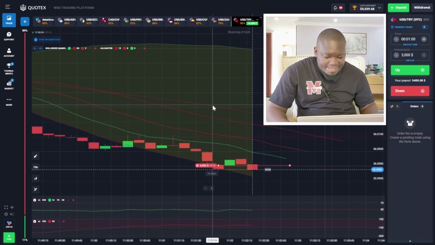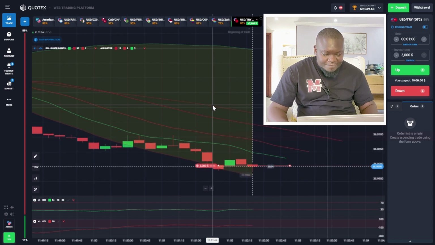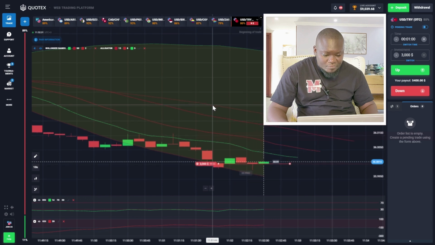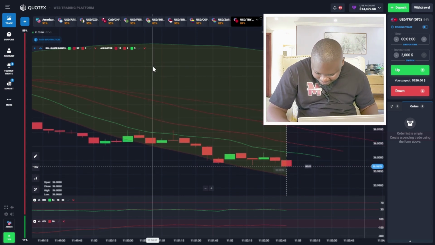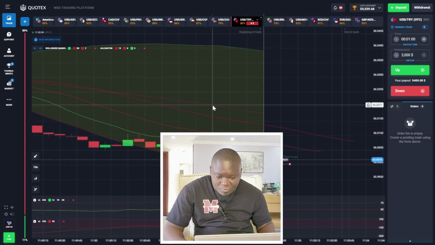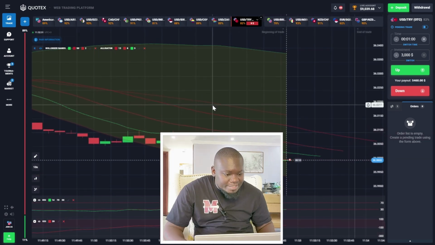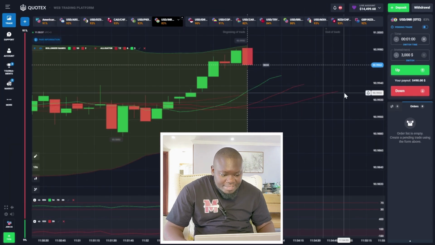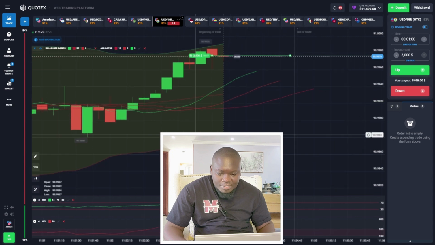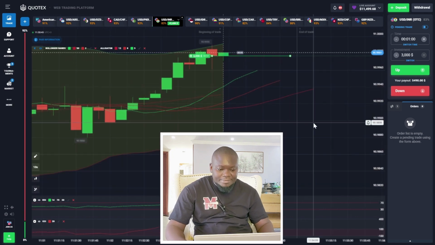This looks so tight. A few seconds left until the close of that trade, and so far buyers are trying to push the market back up. Look at the sentiment indicator. We have 89% of sellers in the market and only 11% of buyers, and we just won that. You made a profit of $2,400, and we are now at $14,499 in profits. For the next trade, we go up on the USD Indian rupee pair.